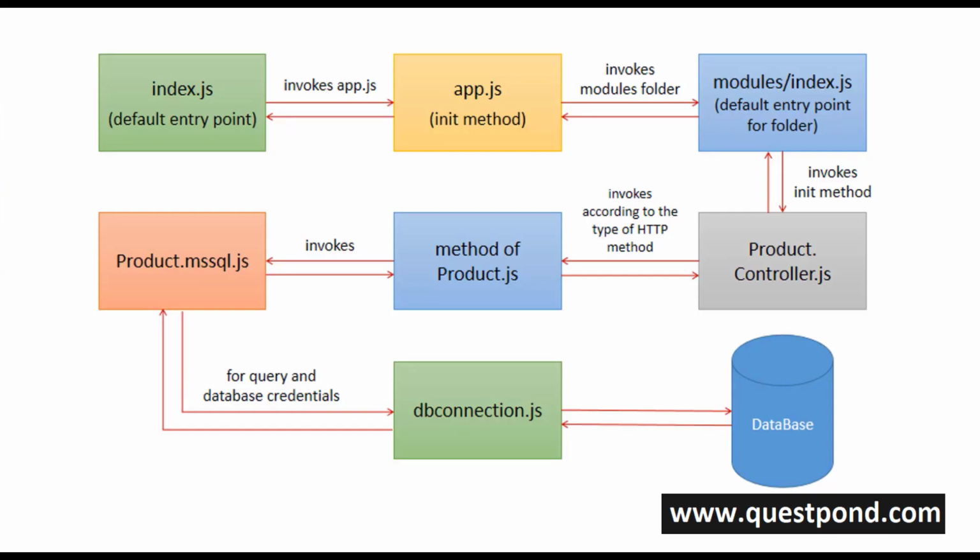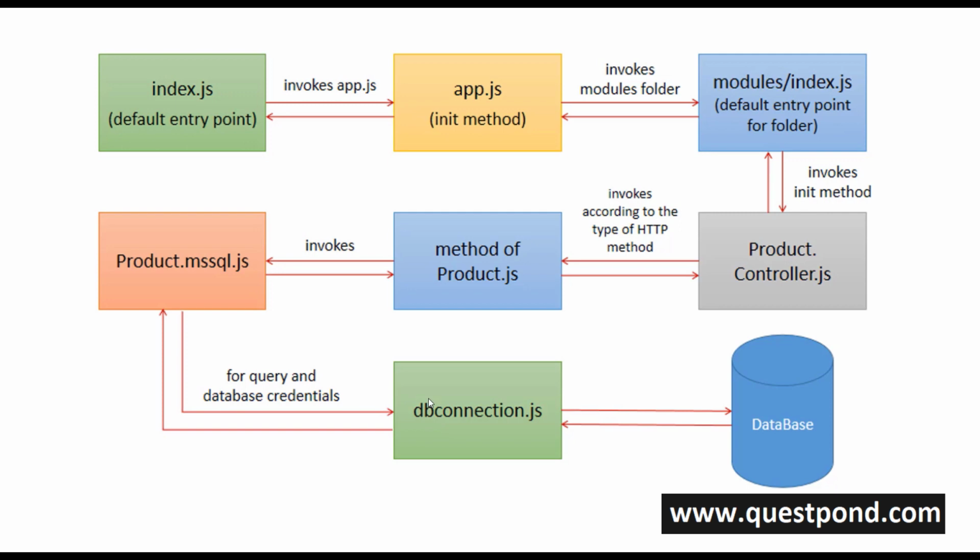So I just tried to explain how the request flows in our Node.js application with a pictorial representation. So whatever the request you make from your client, first it goes to index.js, which is our default entry point for our Node.js application. Then from that index.js it goes to app.js, and from that app.js it goes to the modules index.js, and there we register all of the controllers, and our controller holds the path. So based on that, from that product controller, our request will flow to the product.js class. There we have our method, which in turn invokes that product MS SQL class, and then using that DB connection we will make a connection to the database, and then vice versa.